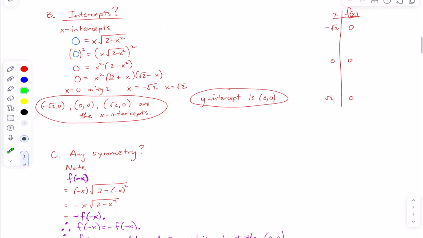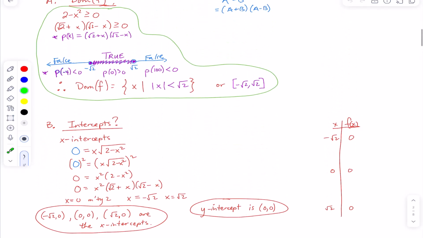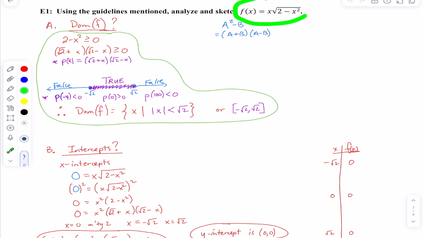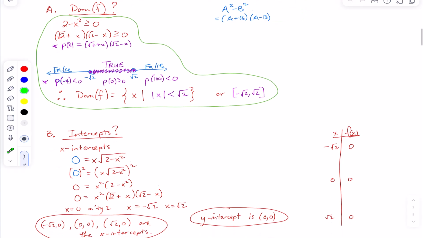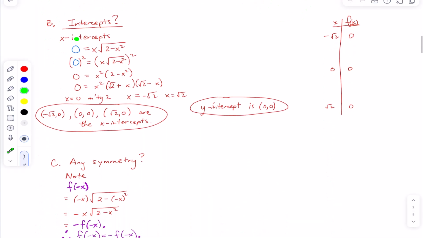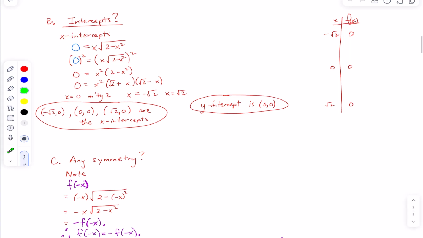Are there any intercepts for this function? And the answer is yes. Okay. Remember, the function is up here. The first goal is to find the x-intercepts. X-intercepts occur when y equals 0. There it is. Make y to be 0 and then solve for x.